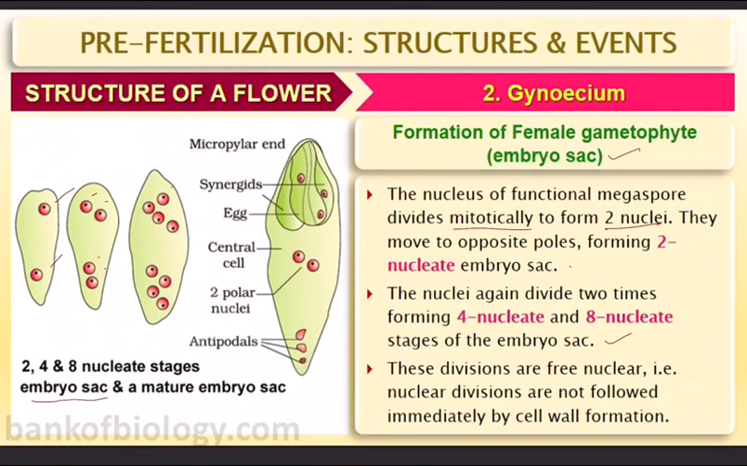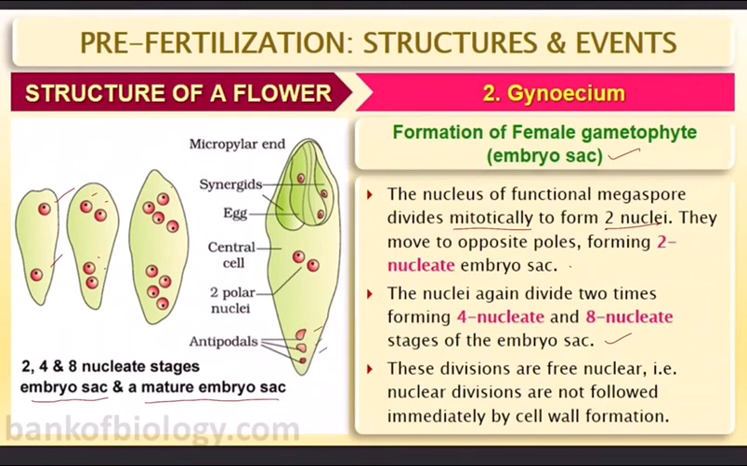So you can see 2 nucleate stage, 4 nucleate stage, 8 nucleate stages of the embryo sac, and a mature embryo sac is formed. And these divisions are free nuclear, that is, nuclear divisions are not followed immediately by cell wall formation. Only nucleus is formed.